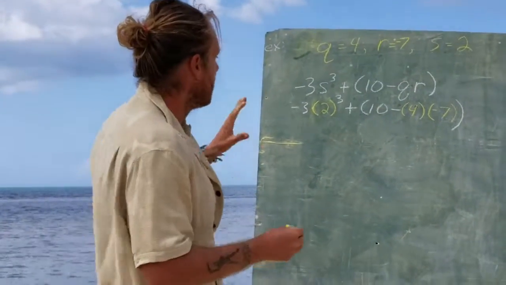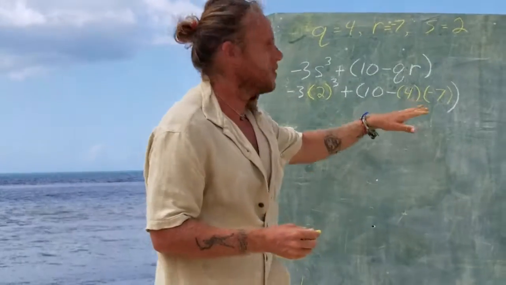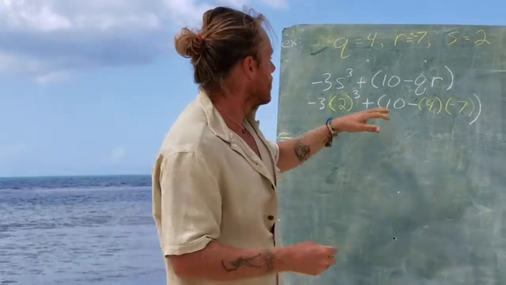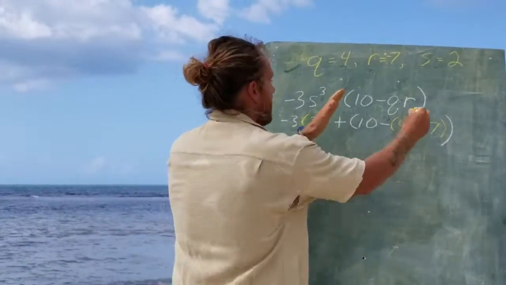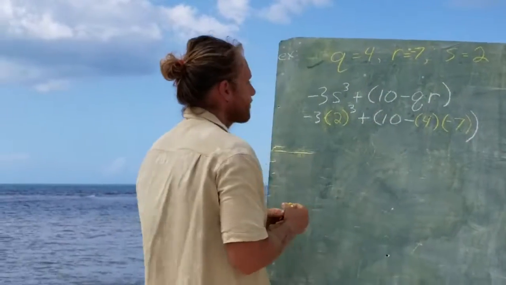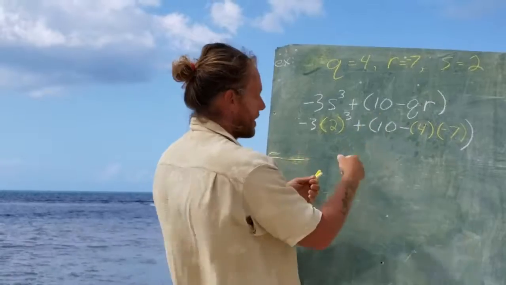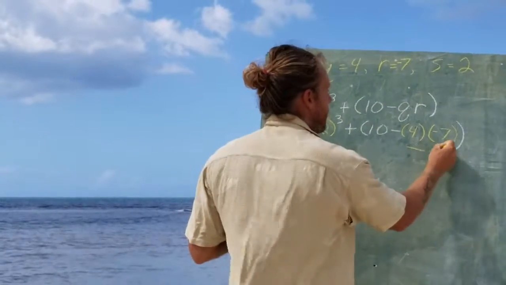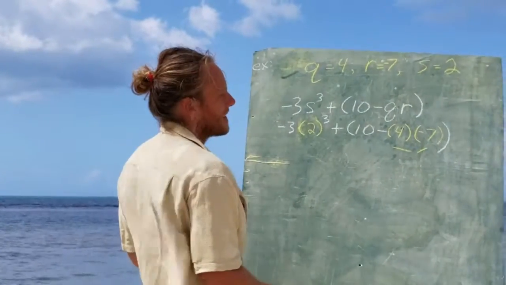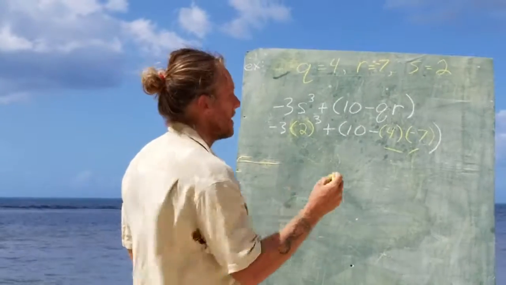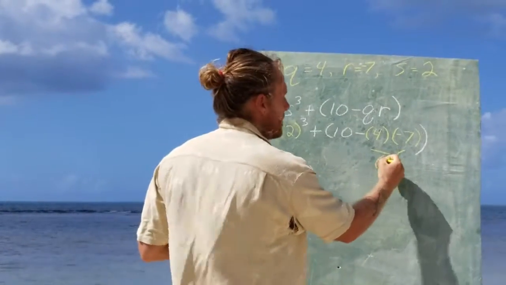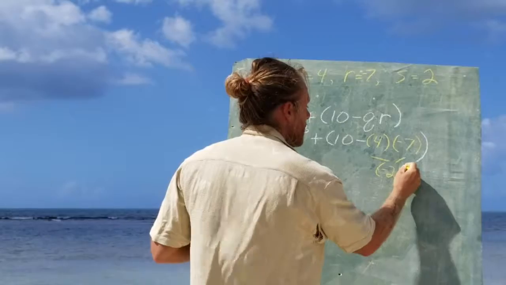So what do we do? We begin first within grouping symbols, because there are no fraction bars. So parentheses, so we're going to work within this area first. We have 10 minus 4 times negative 7. We do multiplication before subtraction. So 4 times negative 7 is going to be a negative number. Use parentheses. Negative 28.